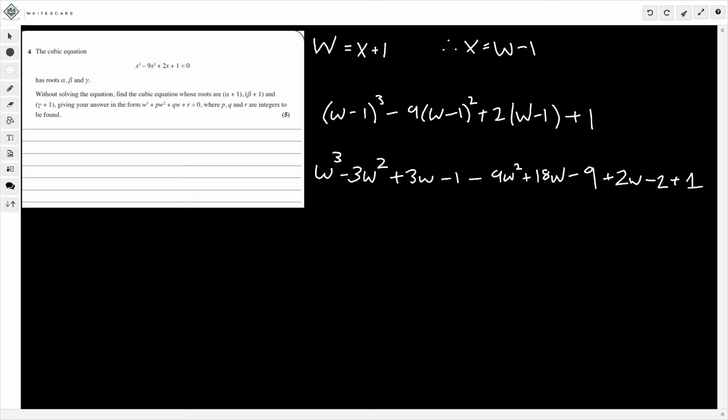If we simplify all this now, what this is going to give is that the equation is W cubed minus 12W squared plus 23W minus 11 is equal to 0. And you find the respective integers here of P, Q and R, which is given below here as minus 12, 23 and minus 11. So hopefully that's okay. Quite a nice 5 marks for that question, and there we go.